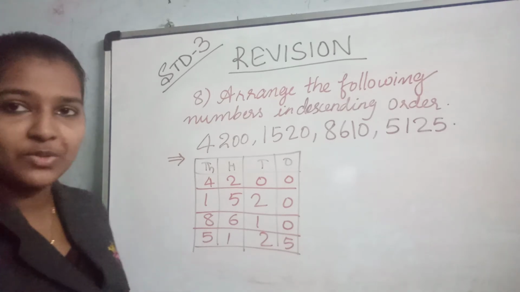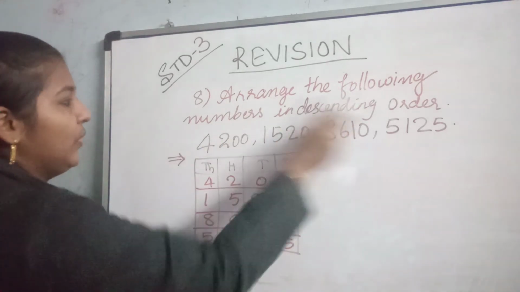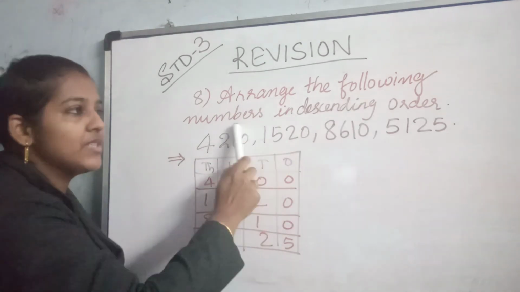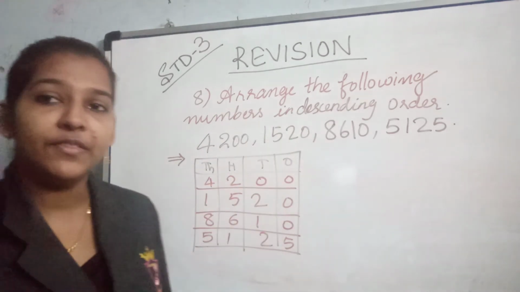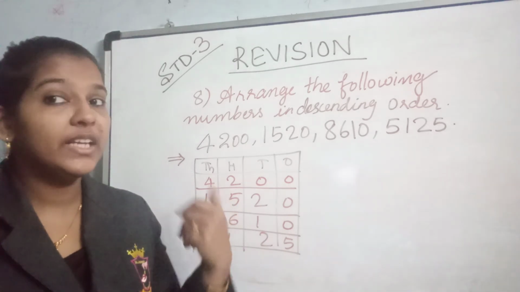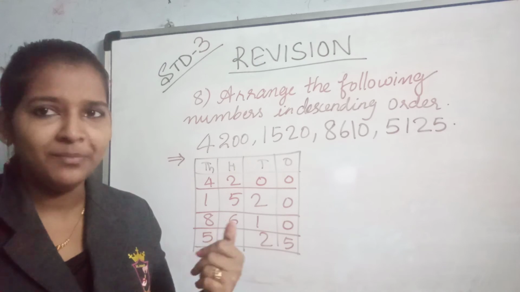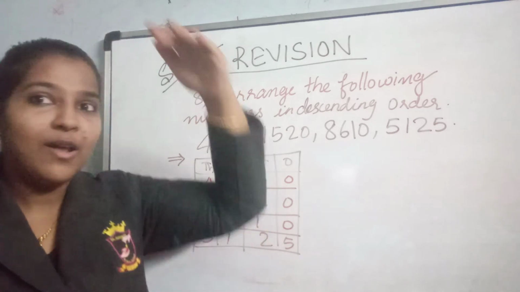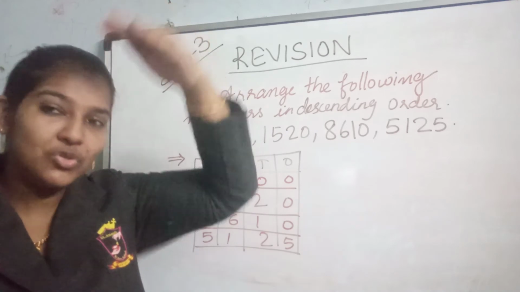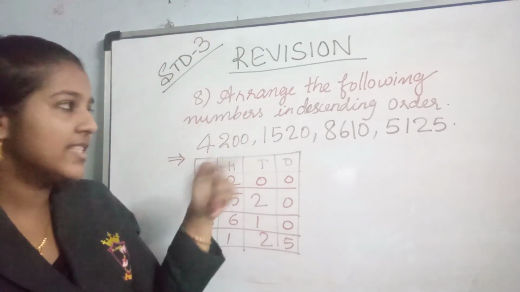Children, look at the next question. Arrange the following numbers in descending order. In the previous question, we discussed the ascending order, isn't it? But here it is descending order. What is descending order? Arranging the numbers from larger to smaller. Okay, arranging the numbers from larger to smaller is called descending order.